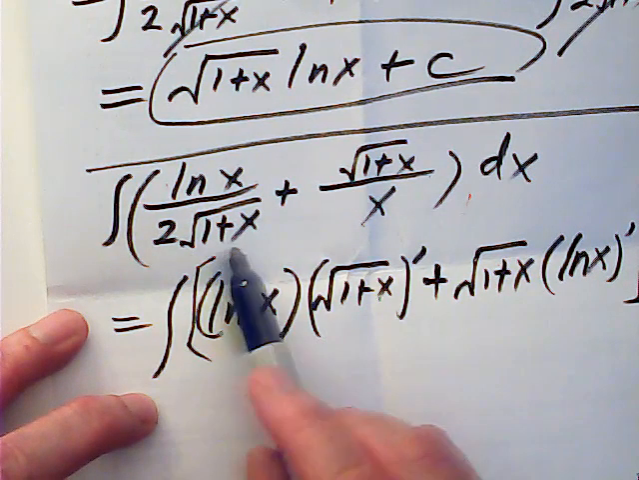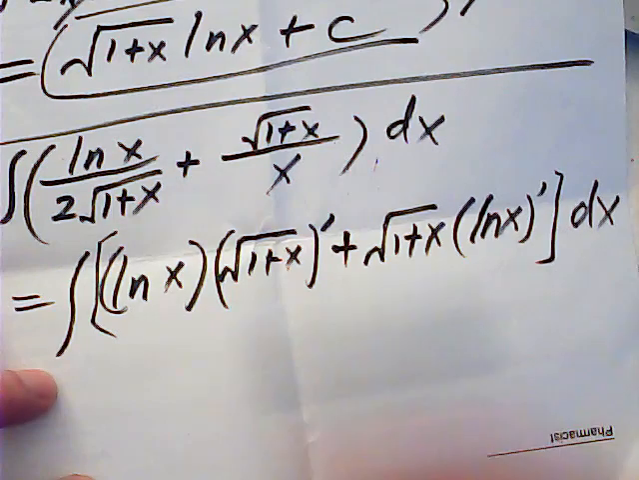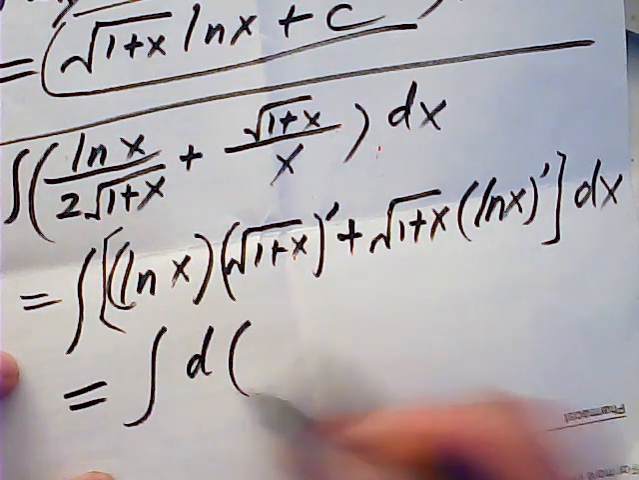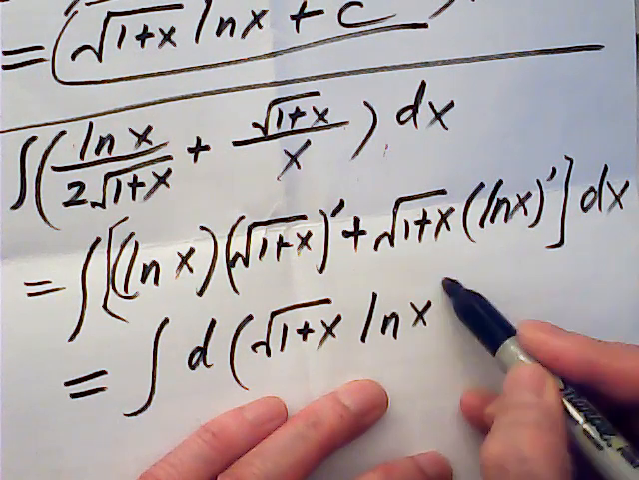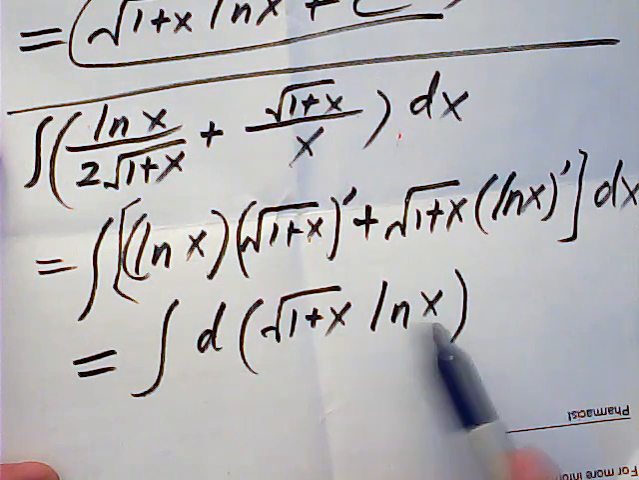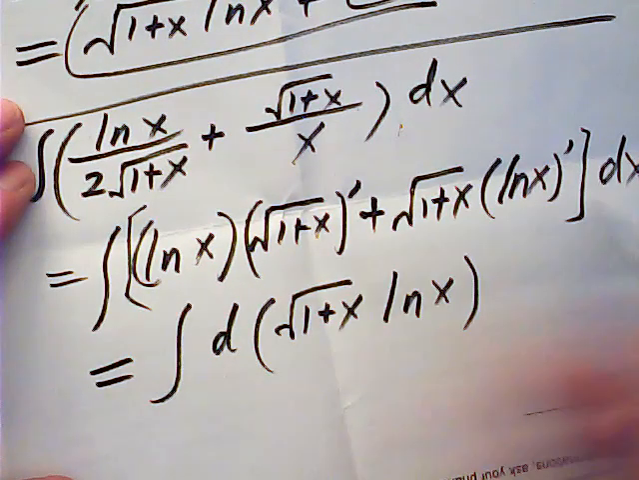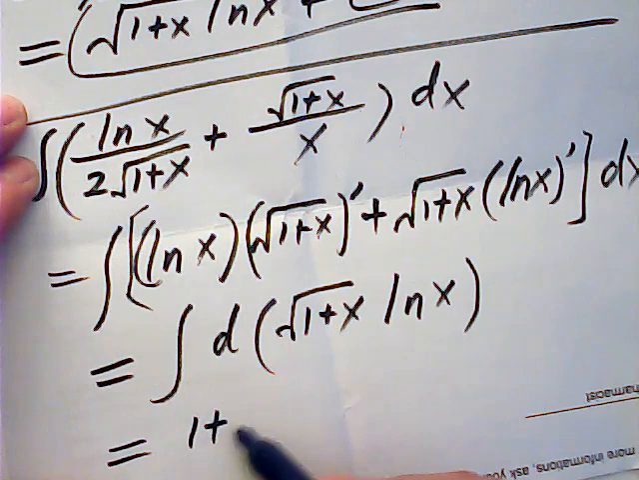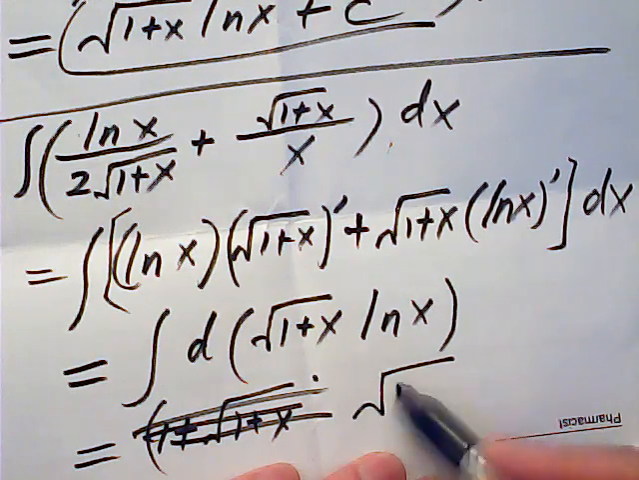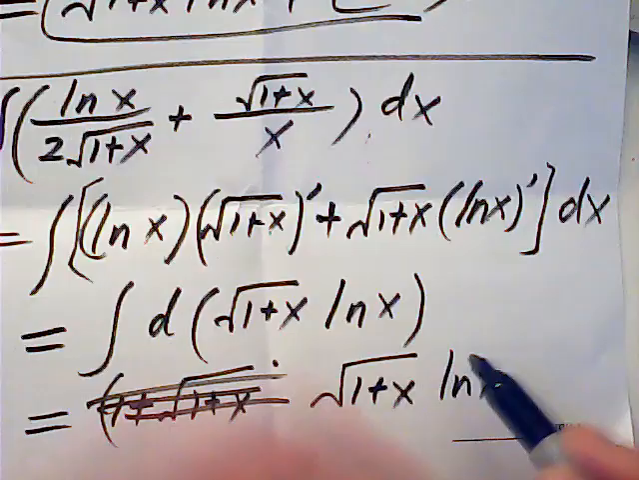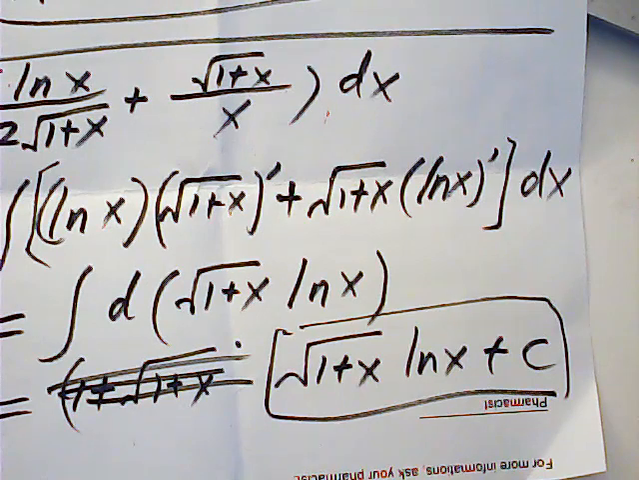This derivative is 1 over 2 square root 1 plus x. This derivative is 1 over x. So this is the product rule. So this is equal to the derivative of square root 1 plus x times log x. This derivative times this plus this derivative times this. That's the product rule. That's exactly equal to the integral. So this one is equal to square root 1 plus x times log x, plus c. This is my result.